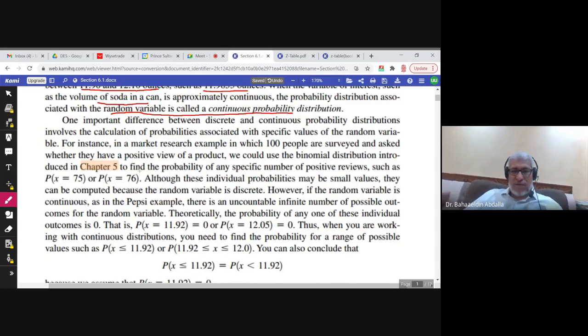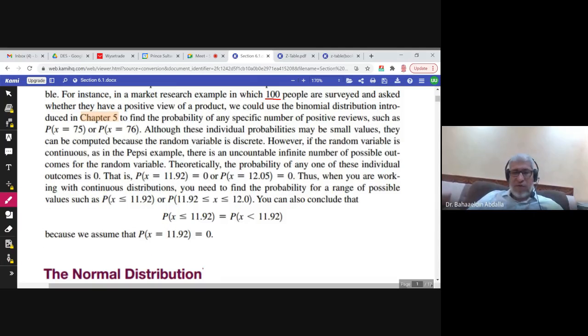One of the important differences between discrete and continuous probability distributions is this: when you have discrete, for example, 100 people, the probability of X equals 75 exists. There is a probability that X is 76. And there is a difference between the probability of X less than or equal to 75 and the probability of X less than 75, because X can be equal to 75 and it has a probability.